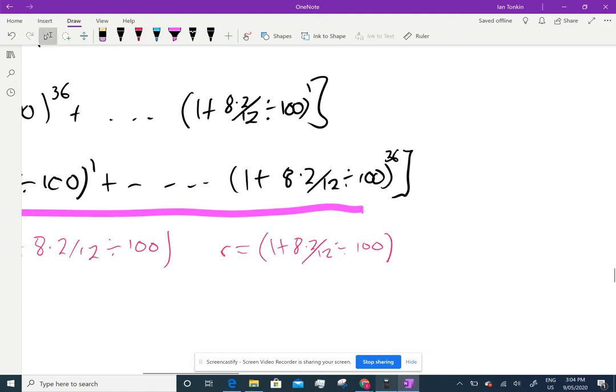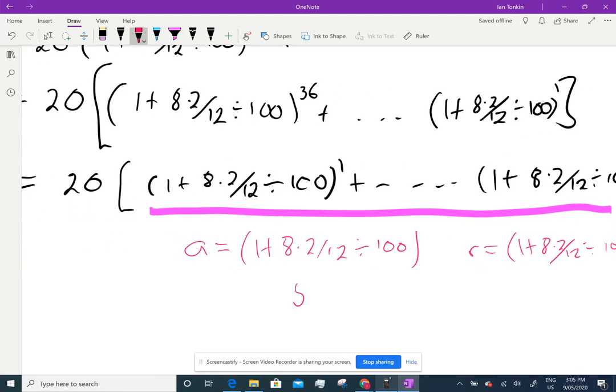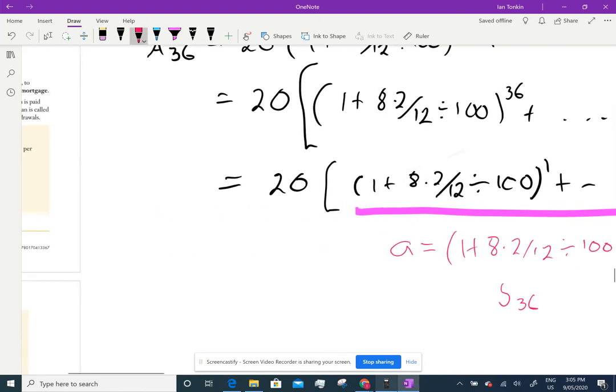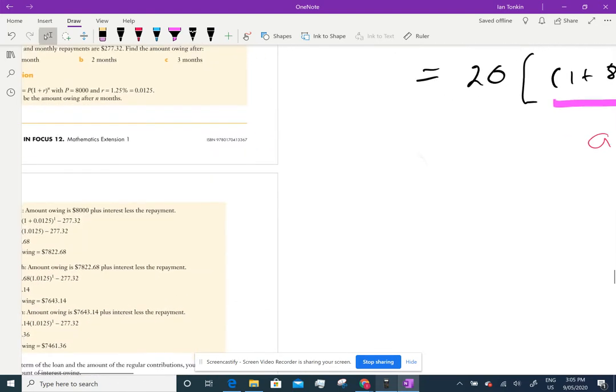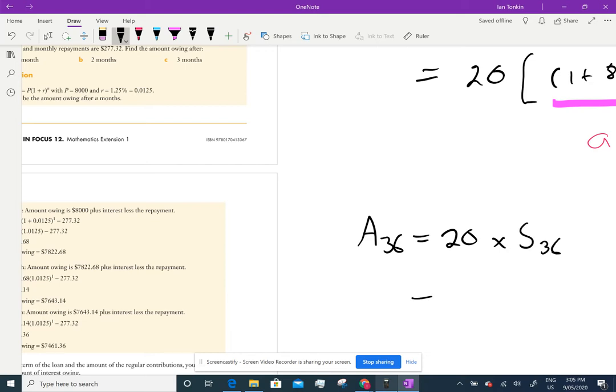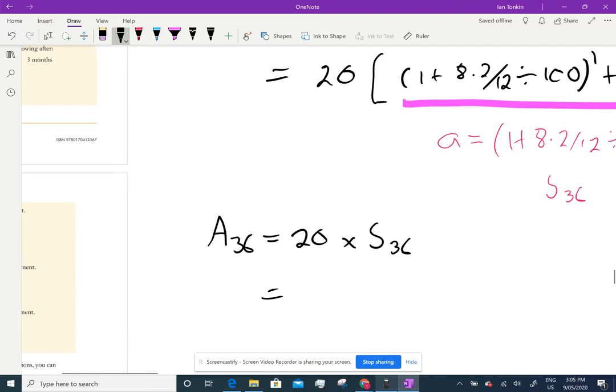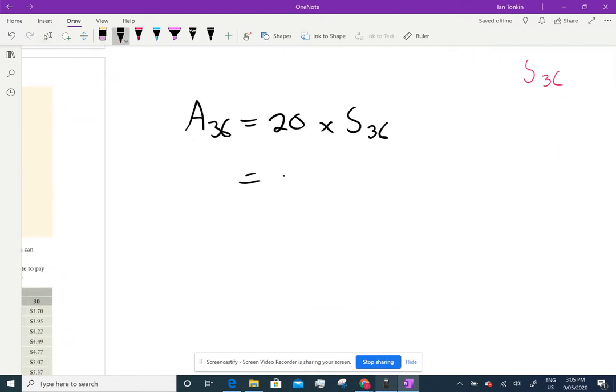And my N is 36. There are 36 of these things. So I'm finding S of 36. And what am I finding? How much she'll have. So A of 36 equals 20 times S of 36. Now S of 36, so this is going to get big and ugly.